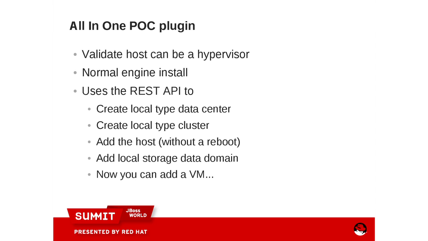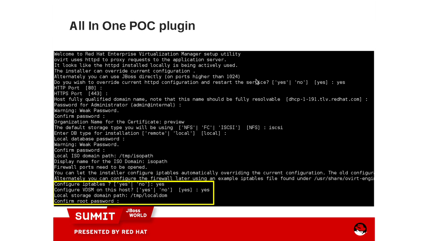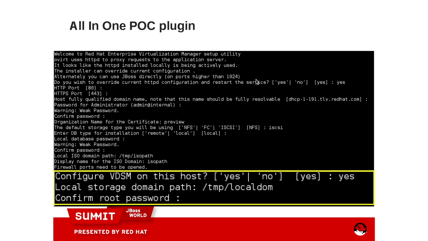So it will check that we have virtualization extensions enabled on the host, so it actually can be used as a hypervisor in Rev. And it will, let's zoom that, ask you a few more questions. Do you want to configure VDSM, our host agent, on this host? Which path do you want to use for local storage? And just confirm the root password.